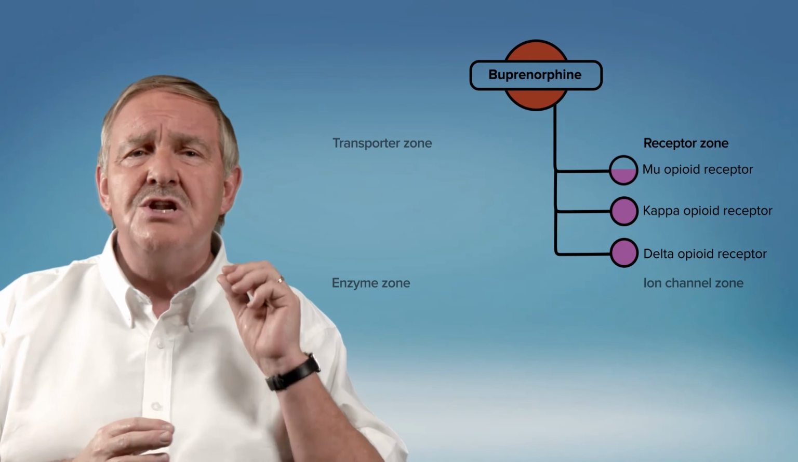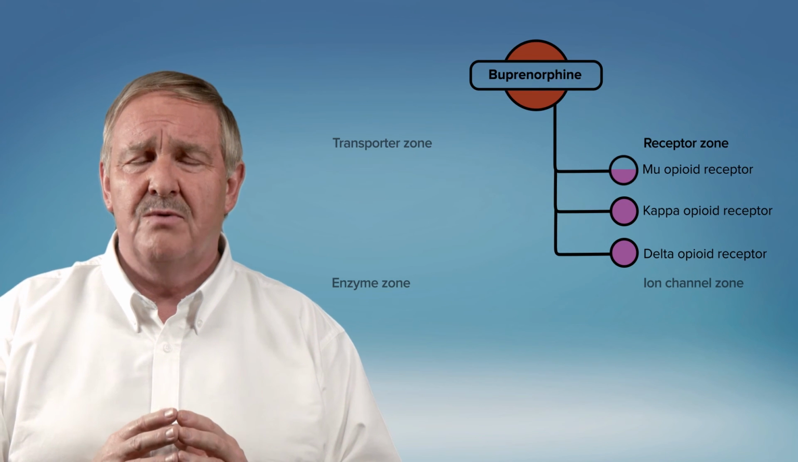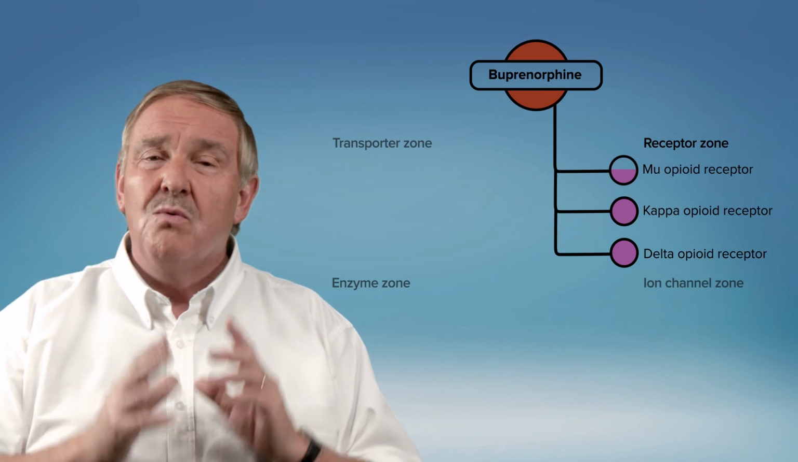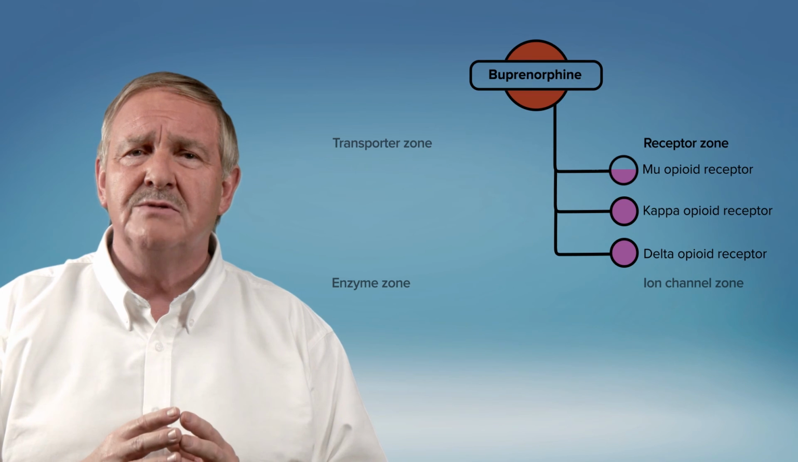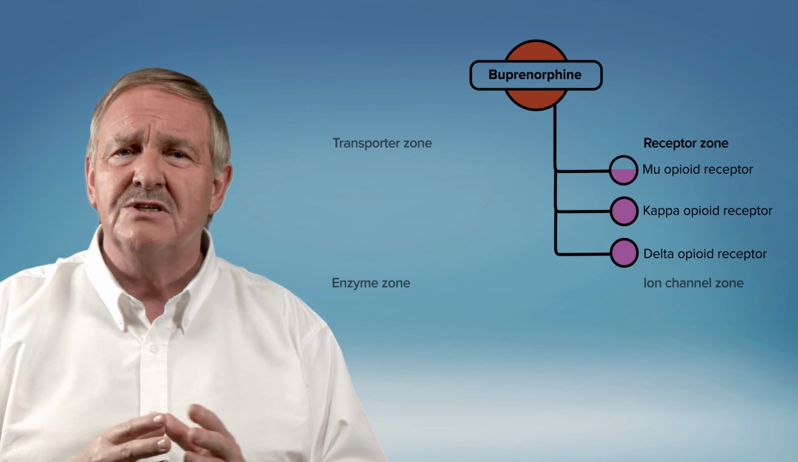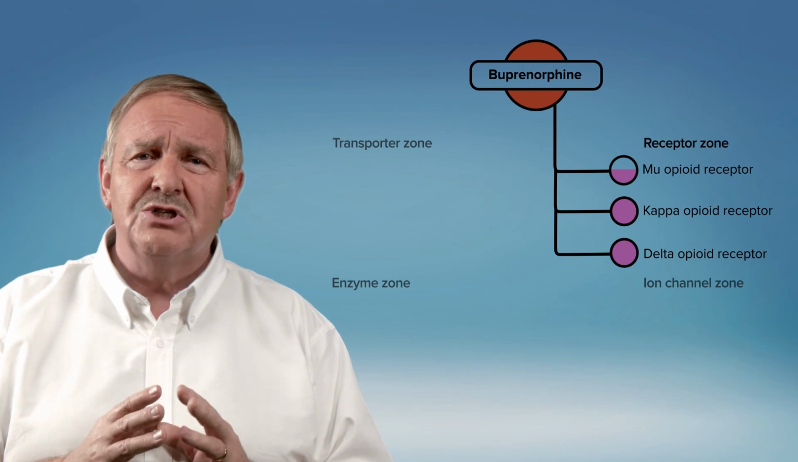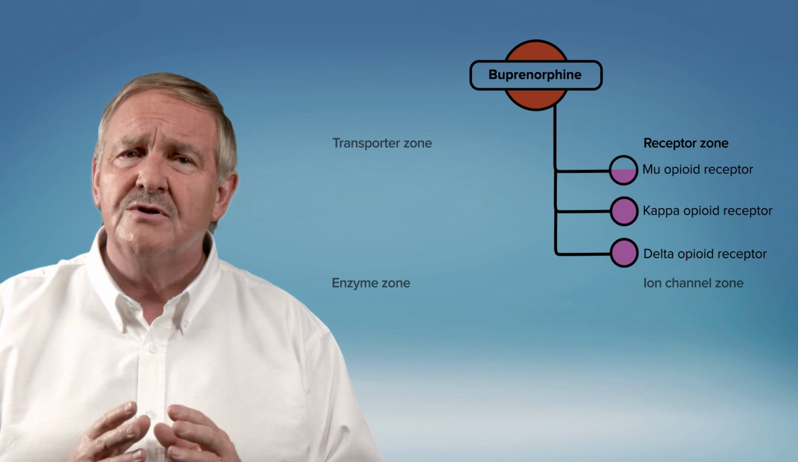First, it provides enough mu receptor stimulation to mitigate withdrawal symptoms from heroin. And second, once buprenorphine is on the mu receptor, its very high affinity means that it prevents heroin getting to the receptor, so it acts as an antagonist. These actions of partial agonists explain why they are sometimes referred to as agonist-antagonists.